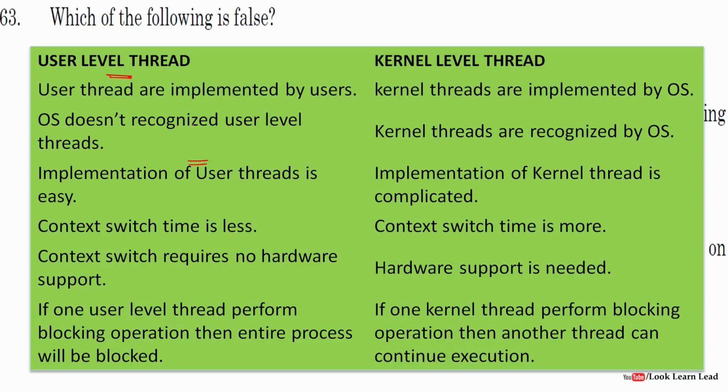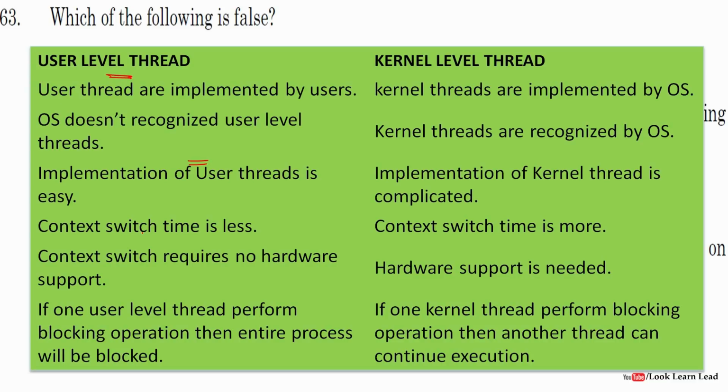The operating system does not recognize user level threads because they are implemented by users, whereas kernel threads are recognized by the operating system because they are implemented by the OS. Implementation of user threads is easy because they are created at the user level, while kernel level is a little bit complicated. Context switch time is less for user level threads, whereas context switching in kernel level threads is more. You have to remember these things.